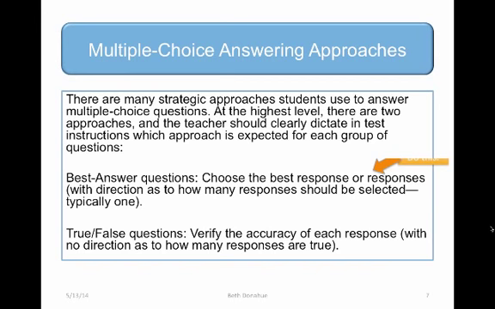On the other hand, with true-false questions, you're really asking your students to do something different. You're asking them to verify the accuracy of every single response, and there's no direction whatsoever from the professor as to how many responses are going to be true. And at the high level, you want to do best answer questions, not true-false style questions. And for those of you who are just getting started writing multiple choice questions, then I think just start with the tried and true one best answer questions.